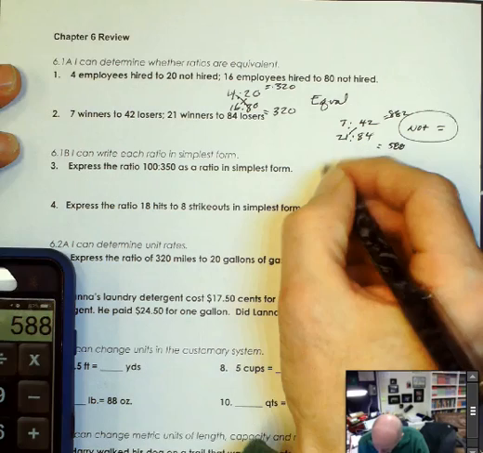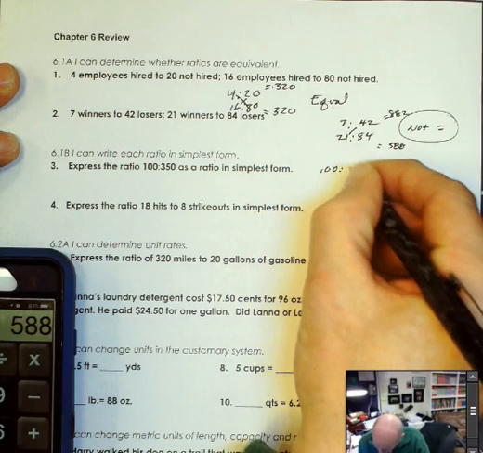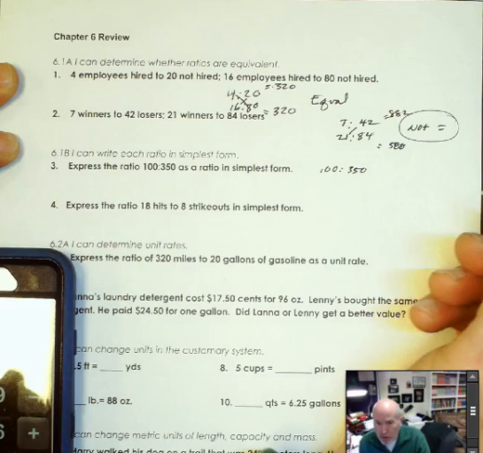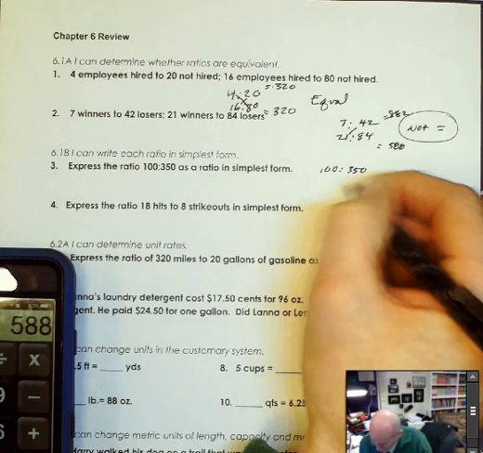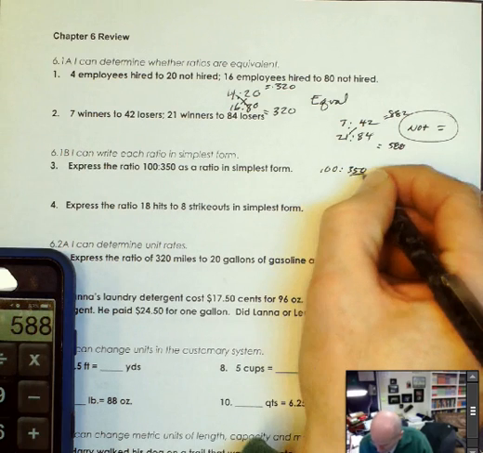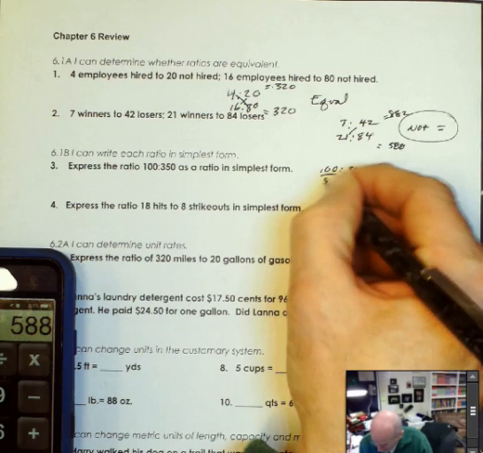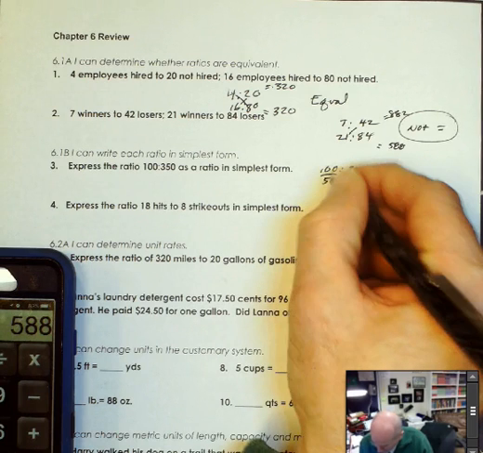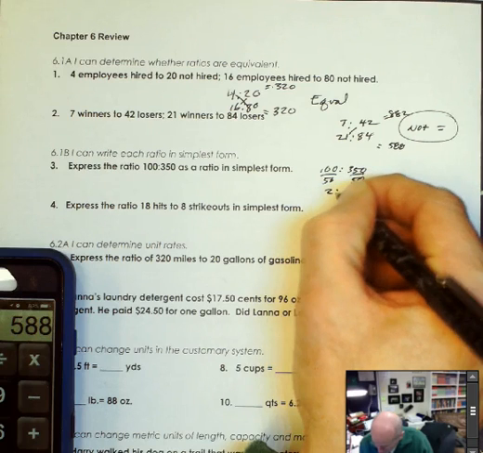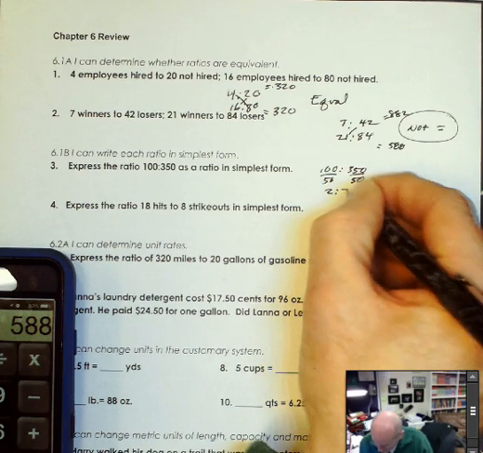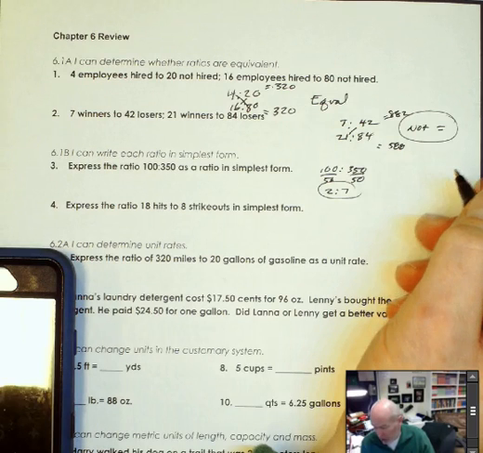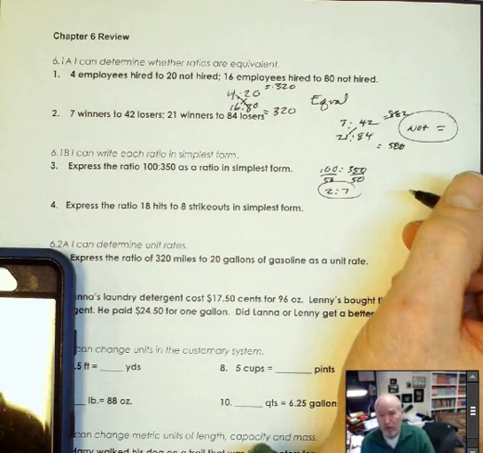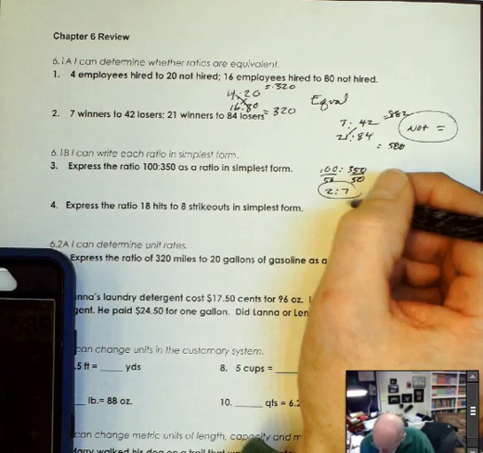The next one, I can write a ratio in simplest form. We have the ratio 100 to 350, and we have to write that in simplest form. Whatever we do to one side of the ratio, we do to the other. So let's divide them both by 50. 100 divided by 50 is 2, and 350 divided by 50 is 7. So there's my ratio in simplest form, 2 to 7. Now you could have divided by 10 or 25 and eventually you will get down there. I just use the greatest common factor.